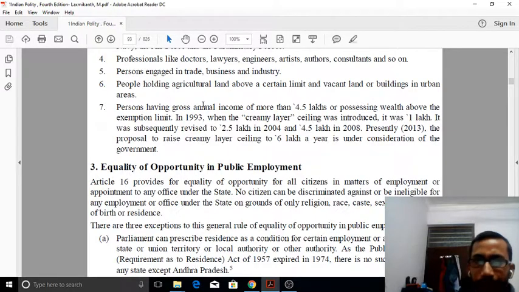And in 1993, when the creamy layer ceiling was introduced, it was 1 lakh, and subsequently it increased to 2.5 lakh in 2004 and 4.5 lakh in 2008, and presently in 2013 it was raised to a ceiling of 6 lakh, right? If somebody is earning more than 6 lakh per year, that person belongs to the creamy layer, right?